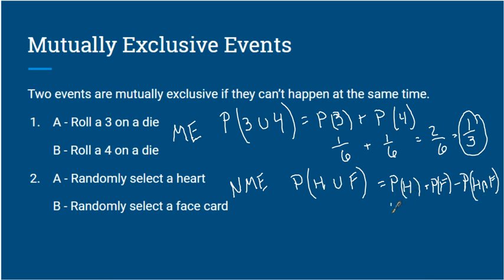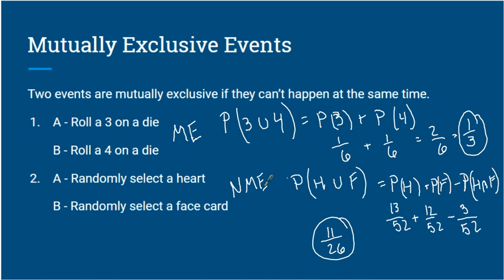So hearts in the deck, 13 out of 52. Face cards in the deck, 12 out of 52. But there are 3 cards that are both hearts and face cards. So we don't want to double count those 3 cards because those 3 cards are included in these 13 hearts and these 12 face cards, and we can't count them twice. Okay, so 13 over 52 plus 12 over 52 minus 3 over 52, and we get 22 over 52, which simplifies to 11 over 26. So that would be the probability of getting a heart or a face card.